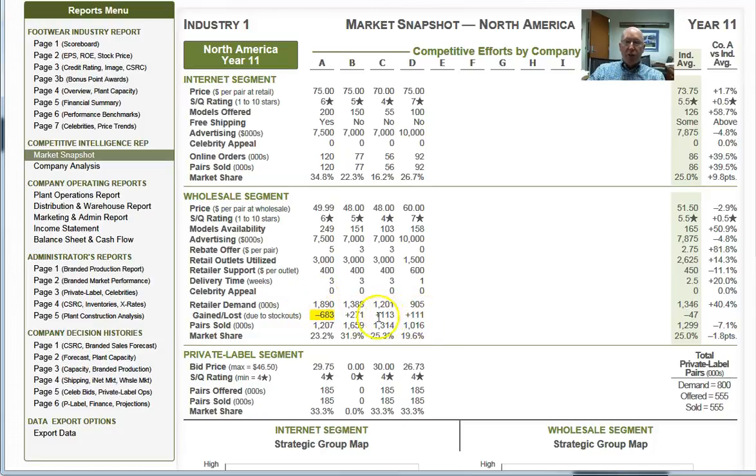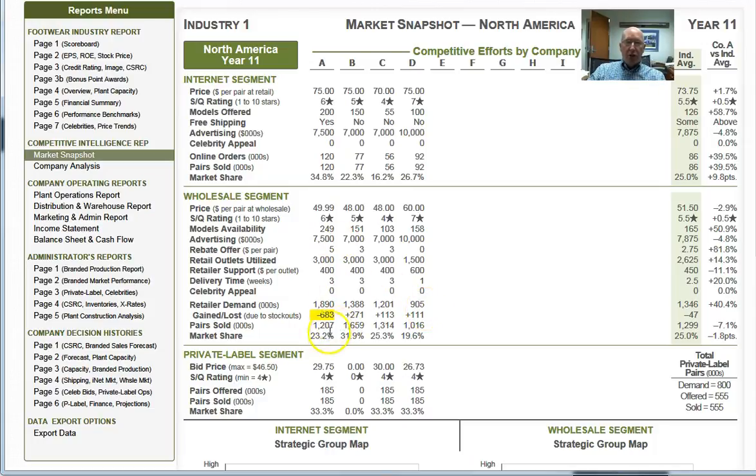If you will, this is what the computer calculates. It apportions demand based on the competitive factors that you see up here. And then it simply goes in and says, well, do you have the shoes? What price did you charge? Blah, blah, blah. But this is the art, if you will, of the computer simulation.